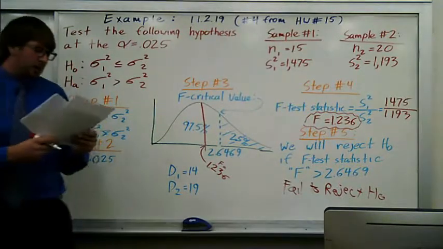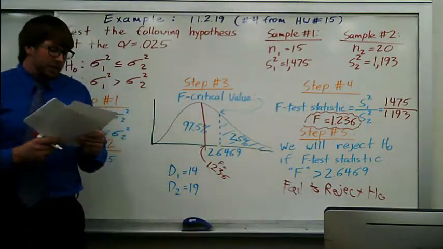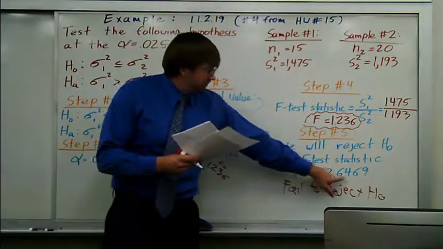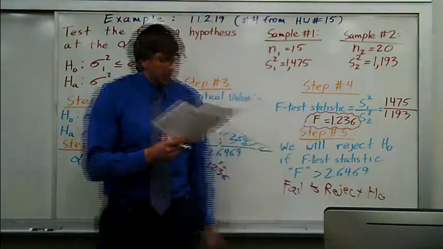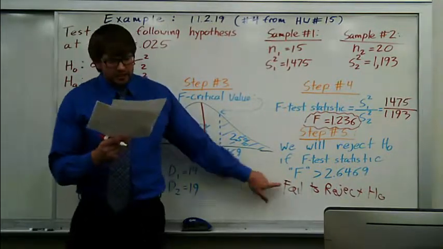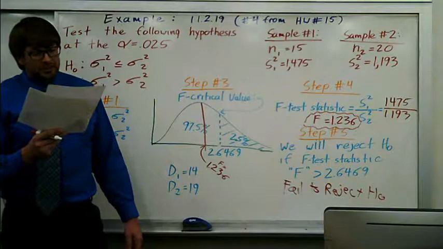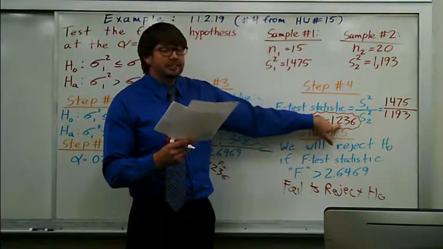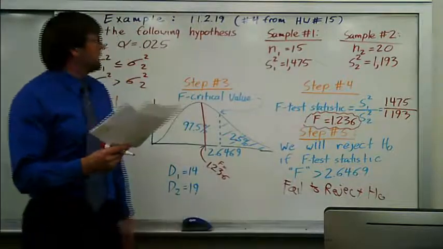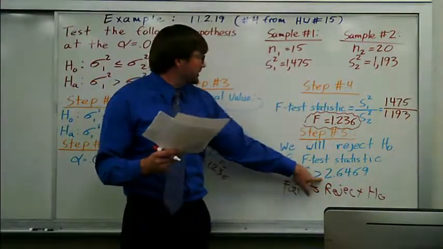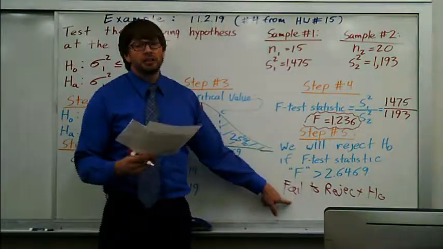And part A was just if the calculated test statistic F was greater than 2.6469, we would reject the null. Otherwise, we don't reject the null hypothesis or fail to reject it. And then part B was determine the test statistic. Of course, ours was 1.236. And then based on our F test statistic and then our critical value, of course, we're going to fail to reject the null hypothesis.